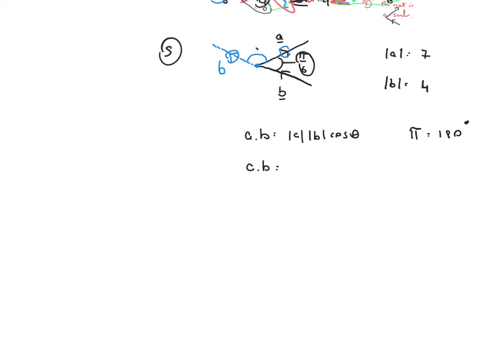So if I take off the pi over 6 from the pi radians, well, if you think about a pizza and you take away 1/6 of a pizza, that leaves you with 5 pi over 6. So this angle in here then is 5 pi over 6. So that's 7 times 4 times cos 5 pi over 6. 7 times 4 is 28. What about cos 5 pi over 6?